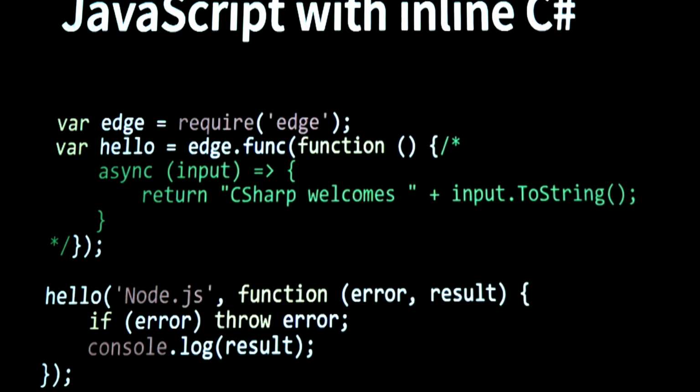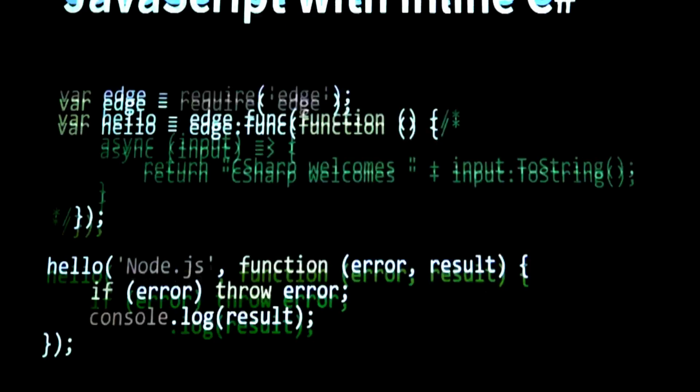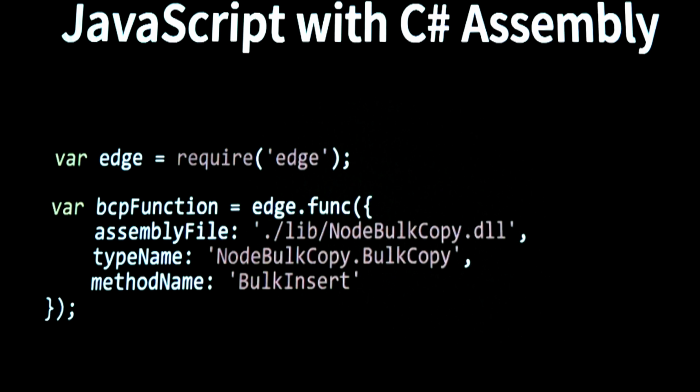This obviously will work nicely for simple, small chunks of code, but if you want anything that's a bit more complicated, or you may have multiple classes, or you want to pull in some third-party libraries, that's going to be a bit unwieldy. So the other way to do it is to actually just tell Edge, there is a .NET assembly in this location. Inside that assembly is this class, and I want to wrap this particular method. And it'll go and do all the work of pulling out that function for you.